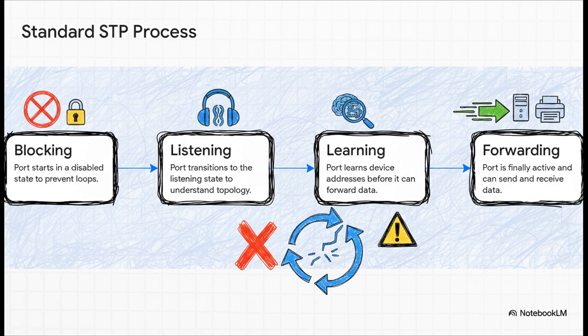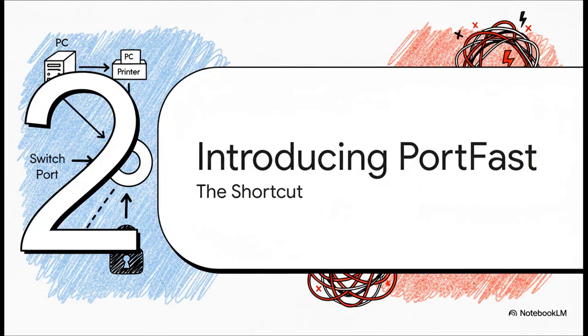It has to go through a really careful step-by-step process. First, it starts in a blocking state to prevent any loops right off the bat. Then it spends a full 15 seconds listening to understand what the rest of the network looks like. After that, it spends another 15 seconds learning the addresses of devices on the network. It's only after that whole 30-second plus process that it finally gets to the forwarding state, where you can actually send and receive data.